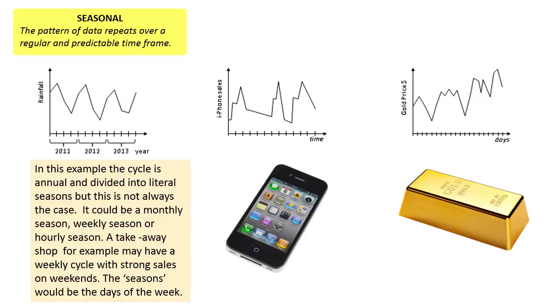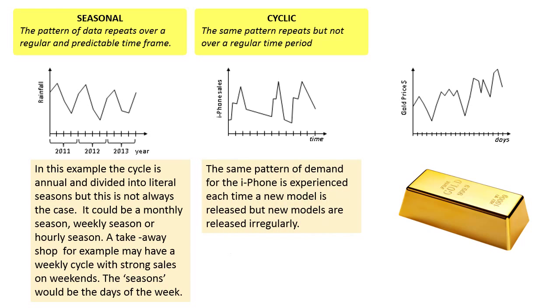If the same pattern is repeated but not over a regular time frame, we say that the data is cyclic. The example is of the pattern of iPhone sales. The same pattern of demand for the iPhone is experienced each time a new model is released, but new models are released irregularly.